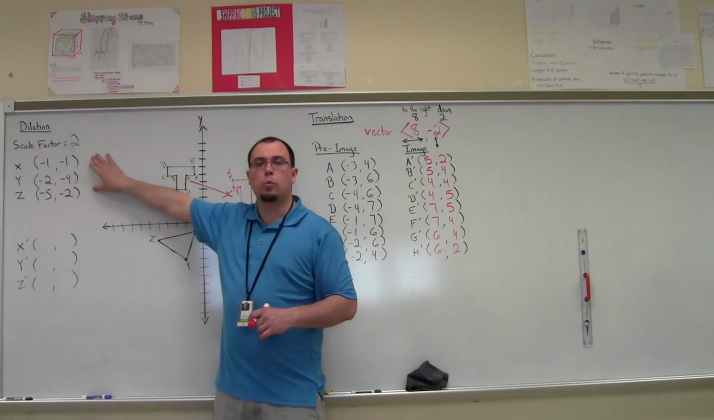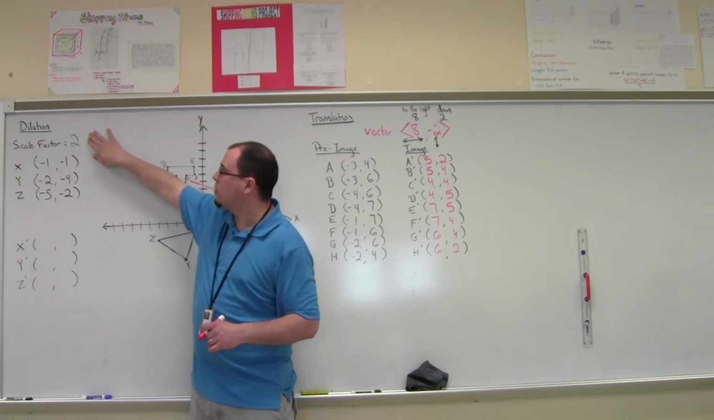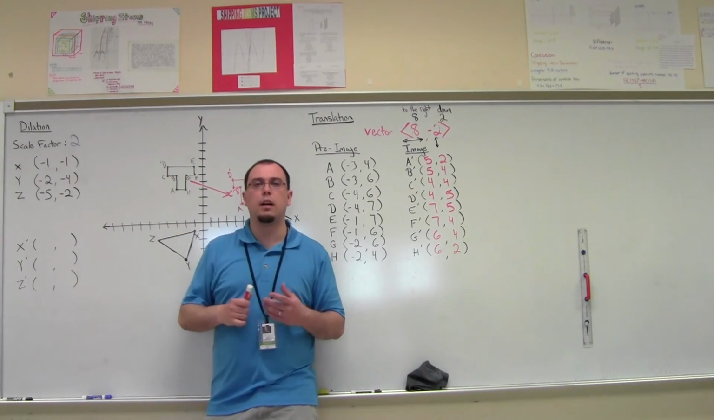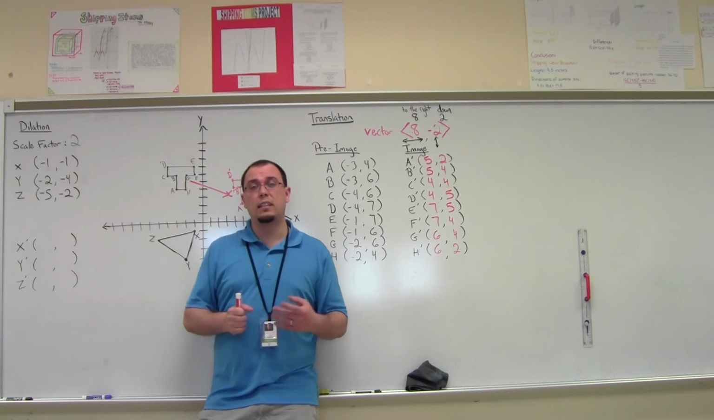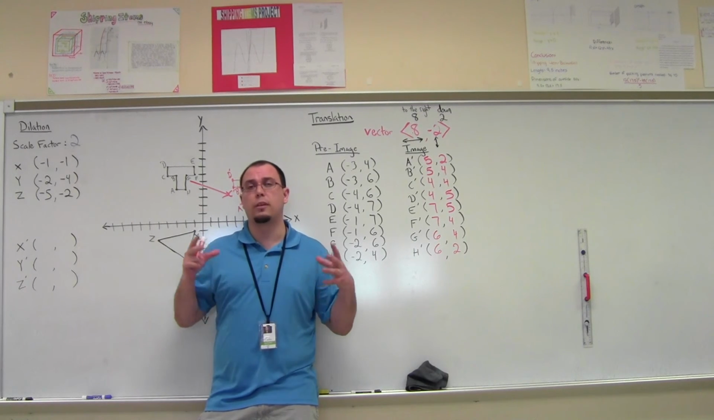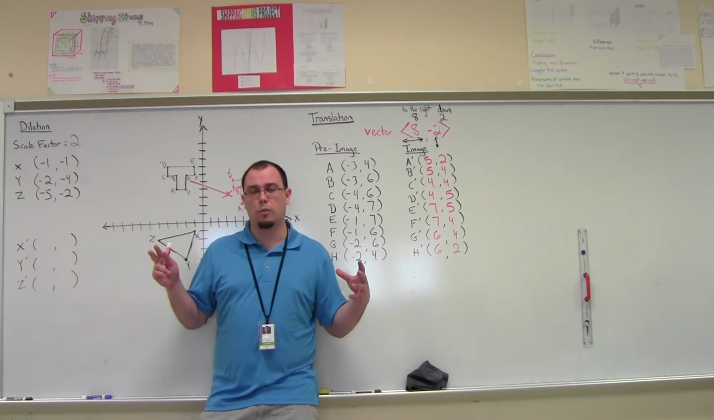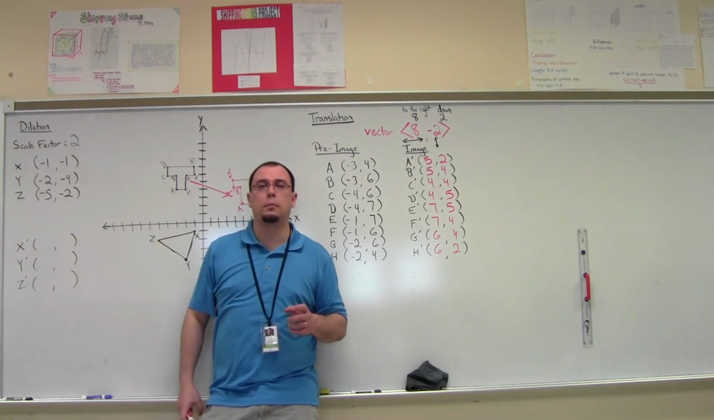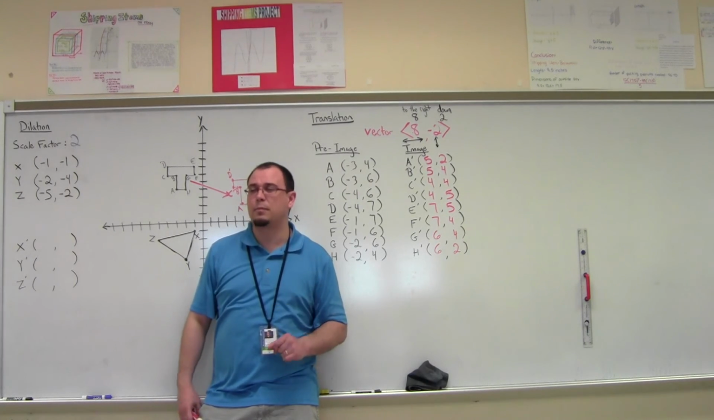And what we're going to need is a scale factor. You'll notice I've written in the scale factor here as 2. What that means is we're going to try to double the size of this shape. Any number larger than 1 means your shape is going to grow. Any number smaller than 1 means your shape is going to shrink. If your scale factor was exactly 1, it means your shape is going to stay the exact same size.